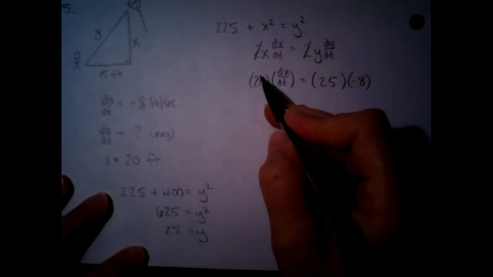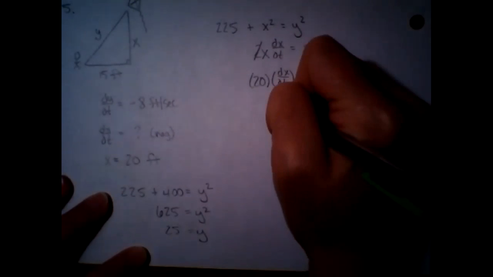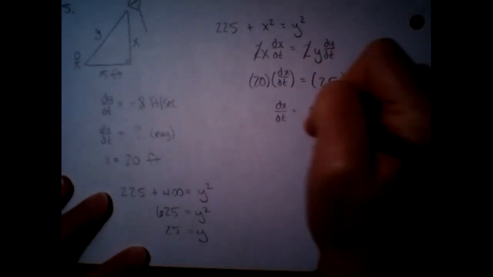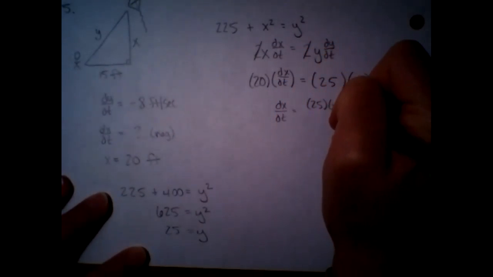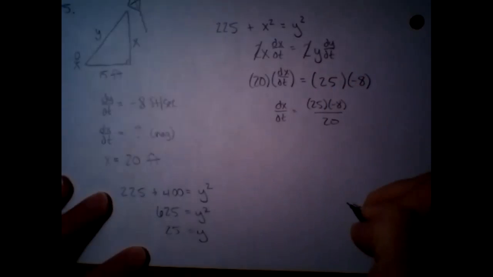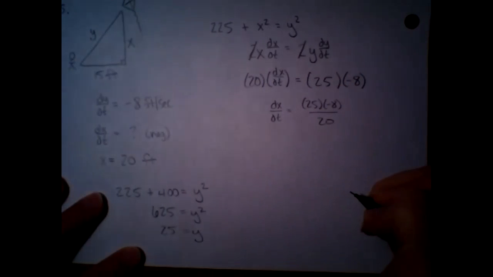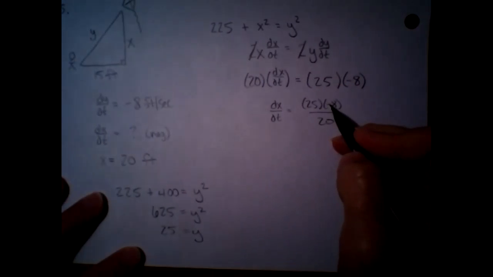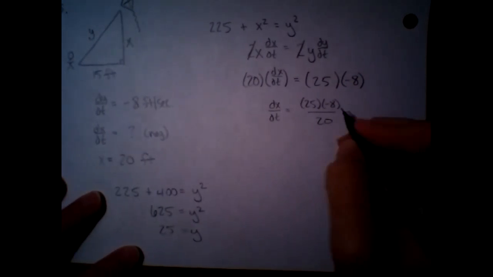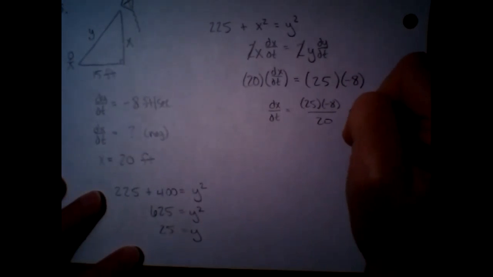And then your last step is just to divide over the 20. And you can reduce that if you want. There's no need to. It did come out negative like we were expecting. You can leave it just like that. You just need the units, which are feet per second.